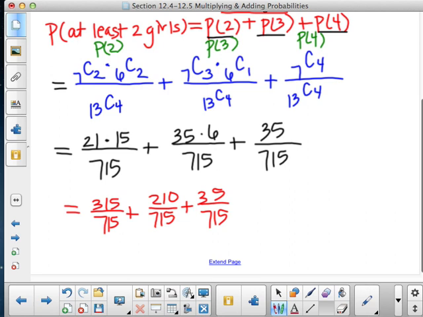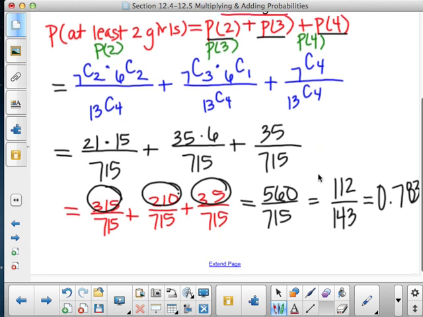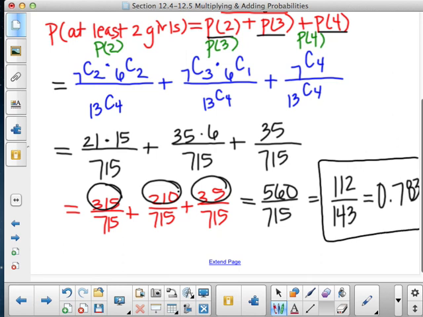Now I add up my numerators: 315 plus 210 plus 35. When I add them all together, I get 560 over my total, 715. And if I reduce this, I get a fraction of 112 over 143. And if you divide it on your calculator, you get 0.783. This is my probability of having at least 2 girls on the committee.